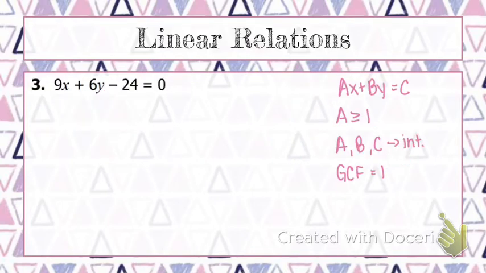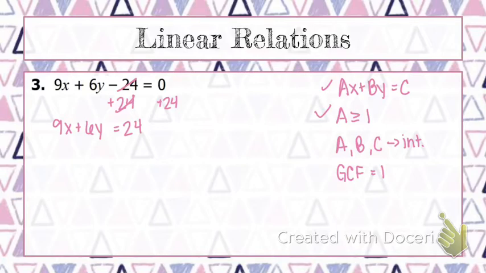Okay, so in number 3, we have ax plus by, but we need to move this to the other side of the equation so that c is over there. So in order to do that, we will add 24 to both sides. And that gives us 9x plus 6y equals 24. So we've now satisfied the basic form. A is greater than or equal to 1. 9 is a positive number, so we satisfied that.